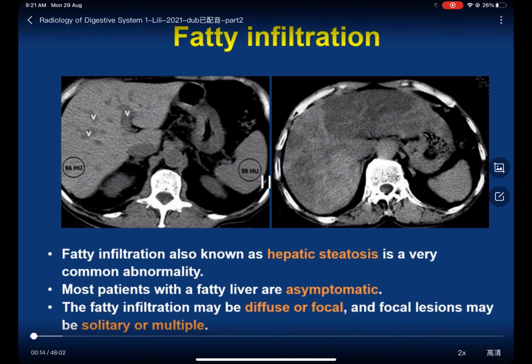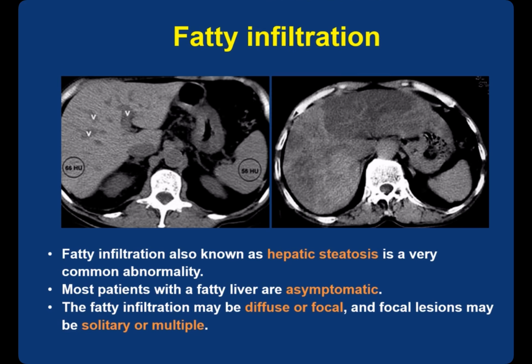First, we will talk about fatty infiltration of the liver. Most patients with a fatty liver are asymptomatic. The fatty infiltration may be diffuse or focal, and focal lesions may be solitary or multiple. On the left side is the normal liver, and the right side is the fatty infiltrated liver. We can see the hypodense area of the liver, the fatty infiltrated area. We can see it's multiple lesions.